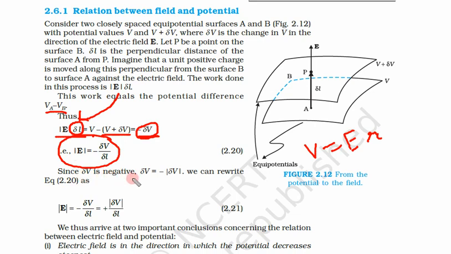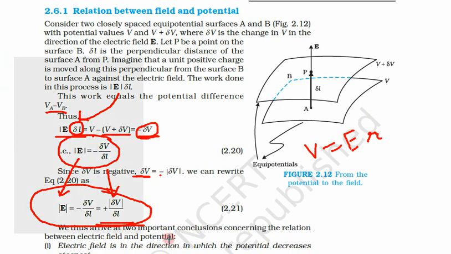Now since delta V is negative, and we don't want negative quantities in our formula, what we do, we again put a negative sign outside and take the mod of this. So mod is again a value and we put this negative sign outside. So E is equal to minus delta V upon delta L, and this delta V upon delta L is positive. So this is your formula here.